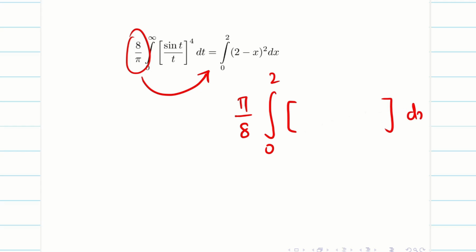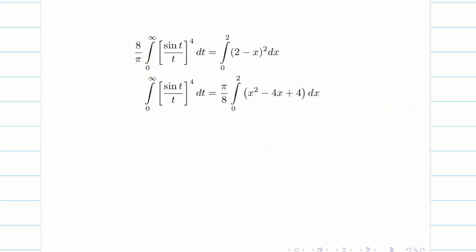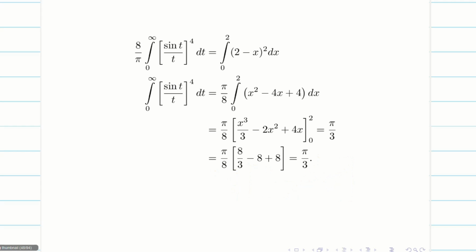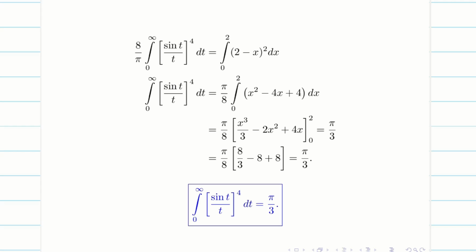First expand this, then it is easy for us to integrate this. x square minus 4x plus 4. Integrating this, we'll be getting x cube by 3 minus 4x square by 2, that is minus 2x square plus 4x. When I put my lower limit, everything is 0. When I put my upper limit, here we will be having 8 by 3 minus 8 plus 8. So both will get cancelled. I'll be getting the answer pi by 3. Multiplying by the pi by 8 factor, we achieved the second deduction also. Hence, we complete this problem.